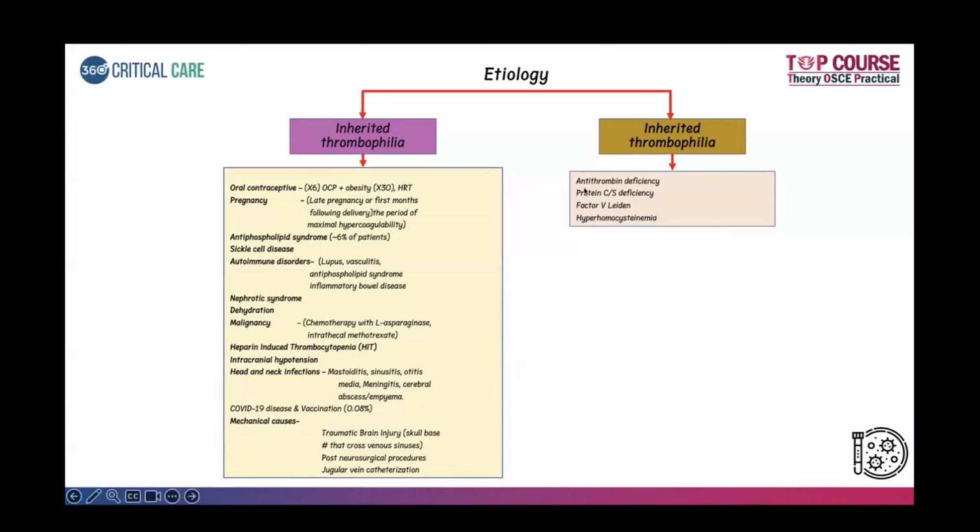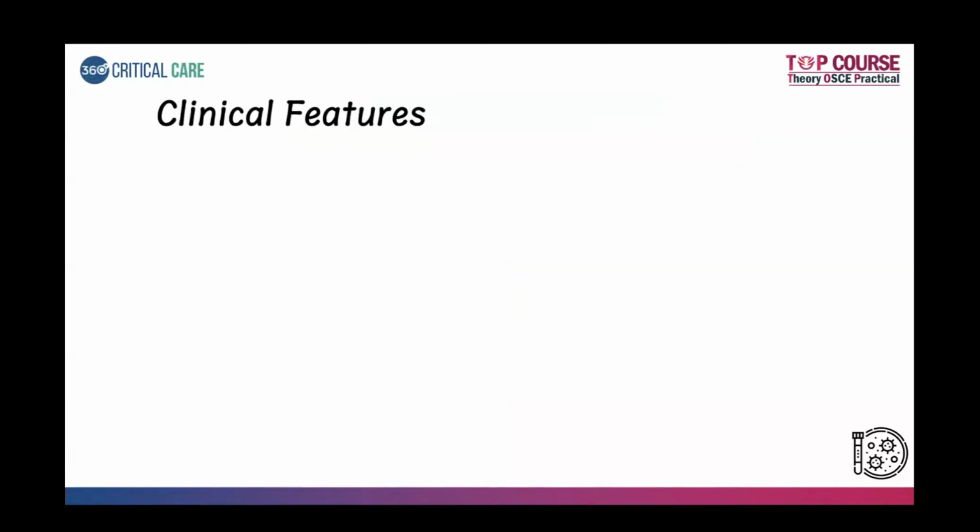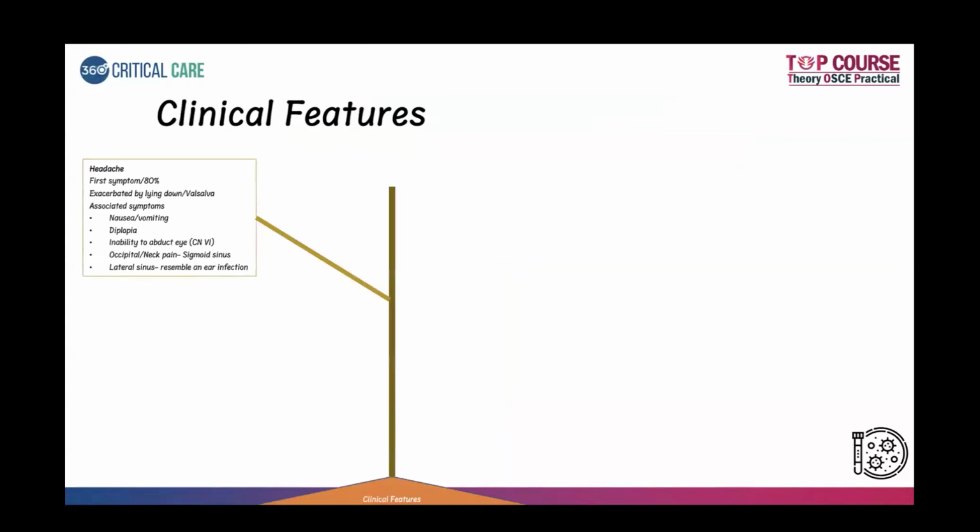Inherited thrombophilias include antithrombin deficiency, protein C and S deficiency, factor V Leiden, or hyperhomocysteinemia. All of these predispose the patient to have a thrombosis in the venous channel. Clinical features again vary based on where they are located, but usually the patient presents with headache.